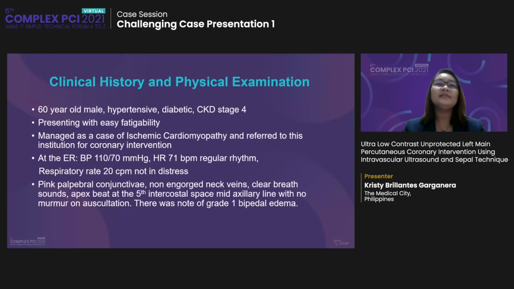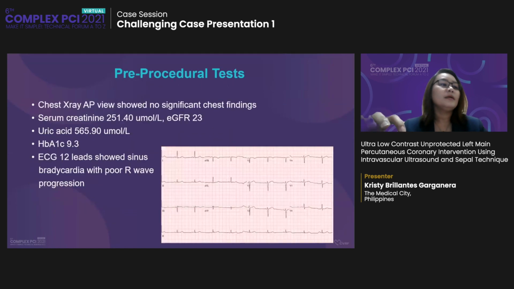So our patient is a 60-year-old male, hypertensive, poorly controlled diabetic, and with stage 4 CKD, presenting with easy fatigability, with a case of ischemic cardiomyopathy, referred for coronary intervention. At the ER, his vital signs were stable as well as his physical examination findings. His 12-lead ECG revealed signs of bradycardia with poor R wave progression and no significant chest findings, with a creatinine of 251.40 and an eGFR of 23.